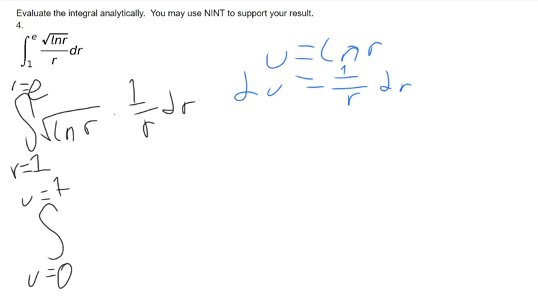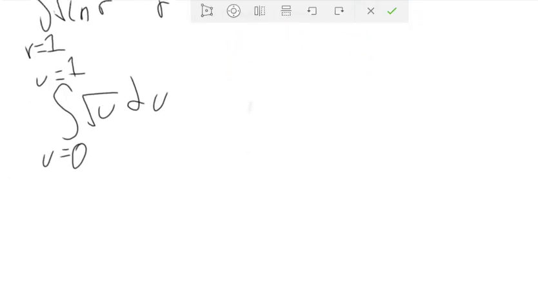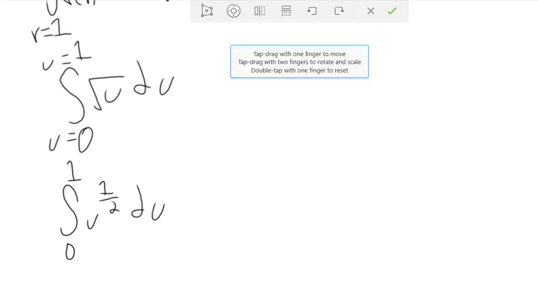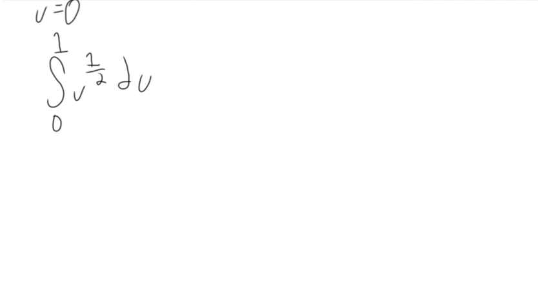So we have the integral, u going from 0 to 1, of natural log of r, which is my u, but I have the square root as well. So I'll have square root of u, and then the 1 over r dr right here, that is my du. And now we're ready to integrate this. We just have to rewrite this as a power function. So we have the integral, u going from 0 to 1, u to the 1/2. Square root of u is like saying u to the 1/2 power, then du. And I'll go through all the steps to make sure it's clear.